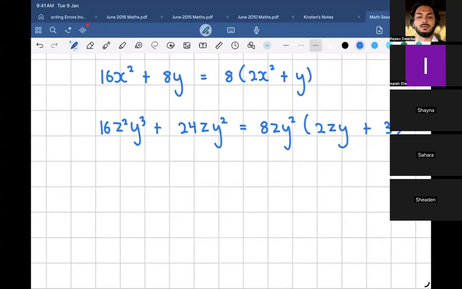Now we're going to move on to a bit of quadratic factorization, right? Trinomials. So let me give you all a simple one. Suppose we have something like x squared plus 9x plus 18. Could somebody tell me how it factorizes? Sahara, do you know how I would factorize that?